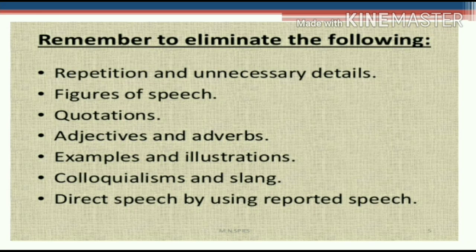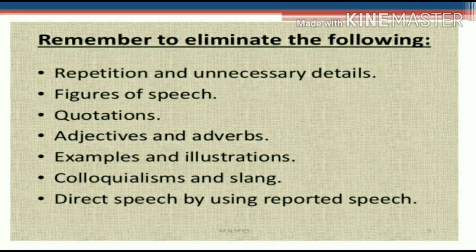Now, which things are you going to eliminate, remove? Don't try to add your own vocabulary or insert anything while writing the summary. Remove repetition and unnecessary detail. Don't repeat the sentences again and again. Don't mention figures of speech or figurative language, because your summary should be very simple. We should be able to comprehend the summary very easily.